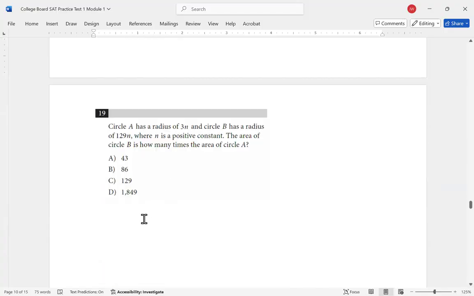Let's look at problem 19. It says circle A has a radius of 3n and circle B has a radius of 129n, where n is some positive constant. The area of circle B is how many times the area of circle A? So we need to know that the area of a circle in general is equal to pi multiplied times the radius squared.